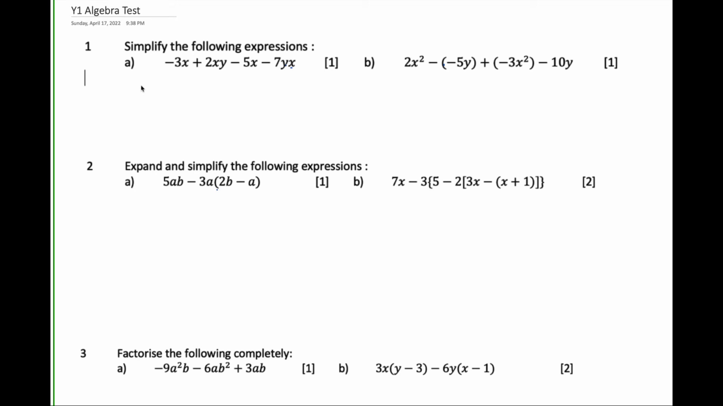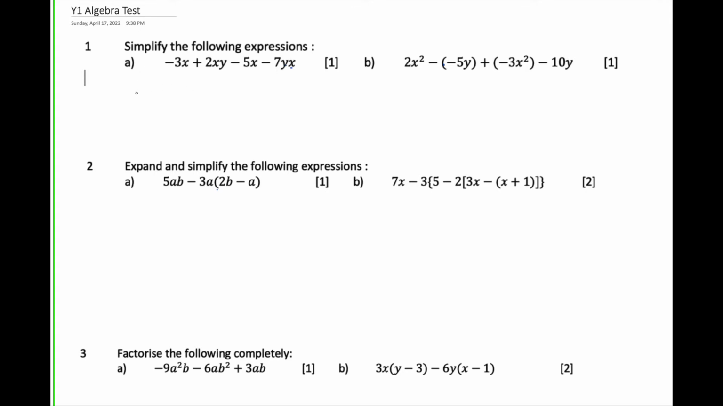Year 1 Algebra Test. In the first example, we have a collection of like terms. Like terms have the same letters, such as 3x and 5x. They have the same letter x, and here we have the letters xy and yx. The order is not important because of the commutative law. Therefore, we can see this as 7xy.